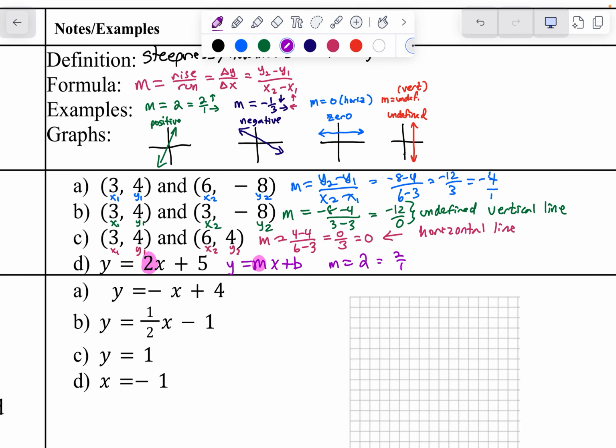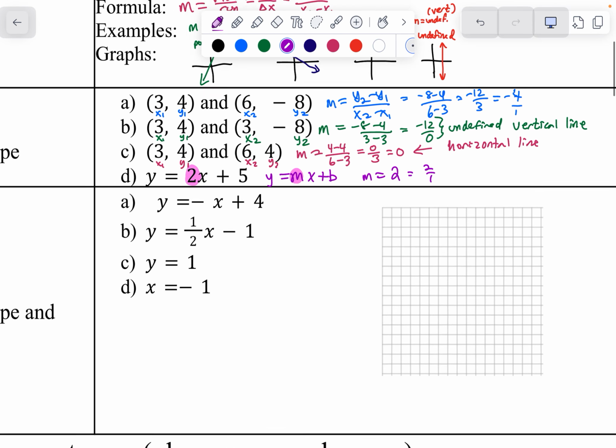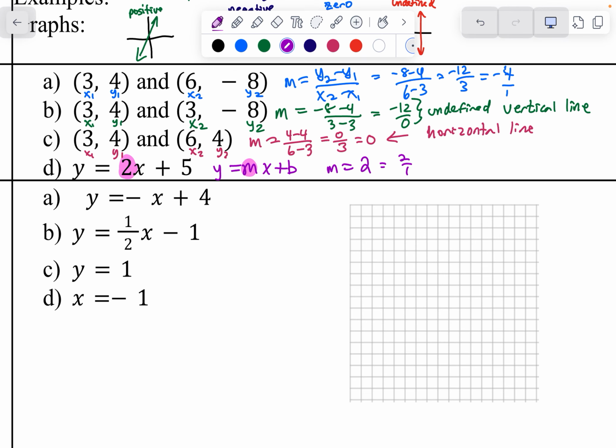Okay. So for number 2, we're going to find the slope, and then we're going to graph each of these. Now, we're technically not only going to find the slope, but we're going to find the y-intercept as well. So let's start with A and B. The slope is our coefficient on our x term. When you don't see it, feel free to put a 1 there. So our slope is negative 1. Now, because it's not fractional, put it over 1. That's going to help us as we graph it. Your y-intercept, remember, is your b. In this case, it's positive 4, or the point 0, 4.